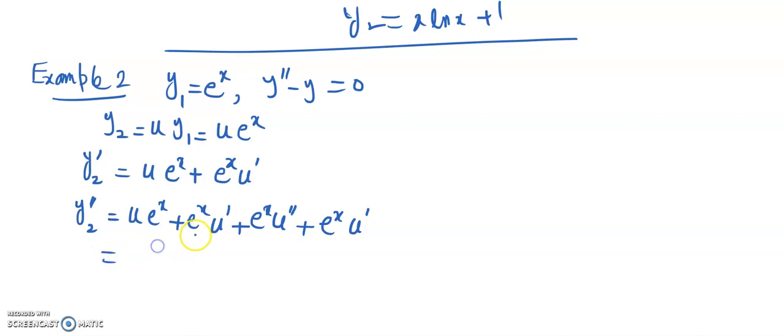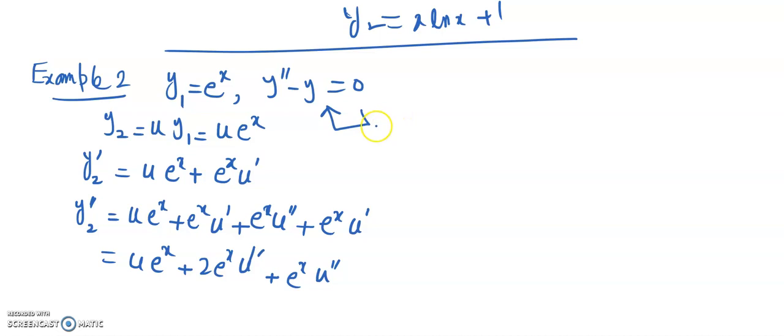So we can combine some of the terms. For example, there is no u term, so u e power x, and then u prime e power x is 2 times, so it is 2 e power x u prime, and then e power x u double prime. Okay, so now we have these values. I can input these values into this equation.